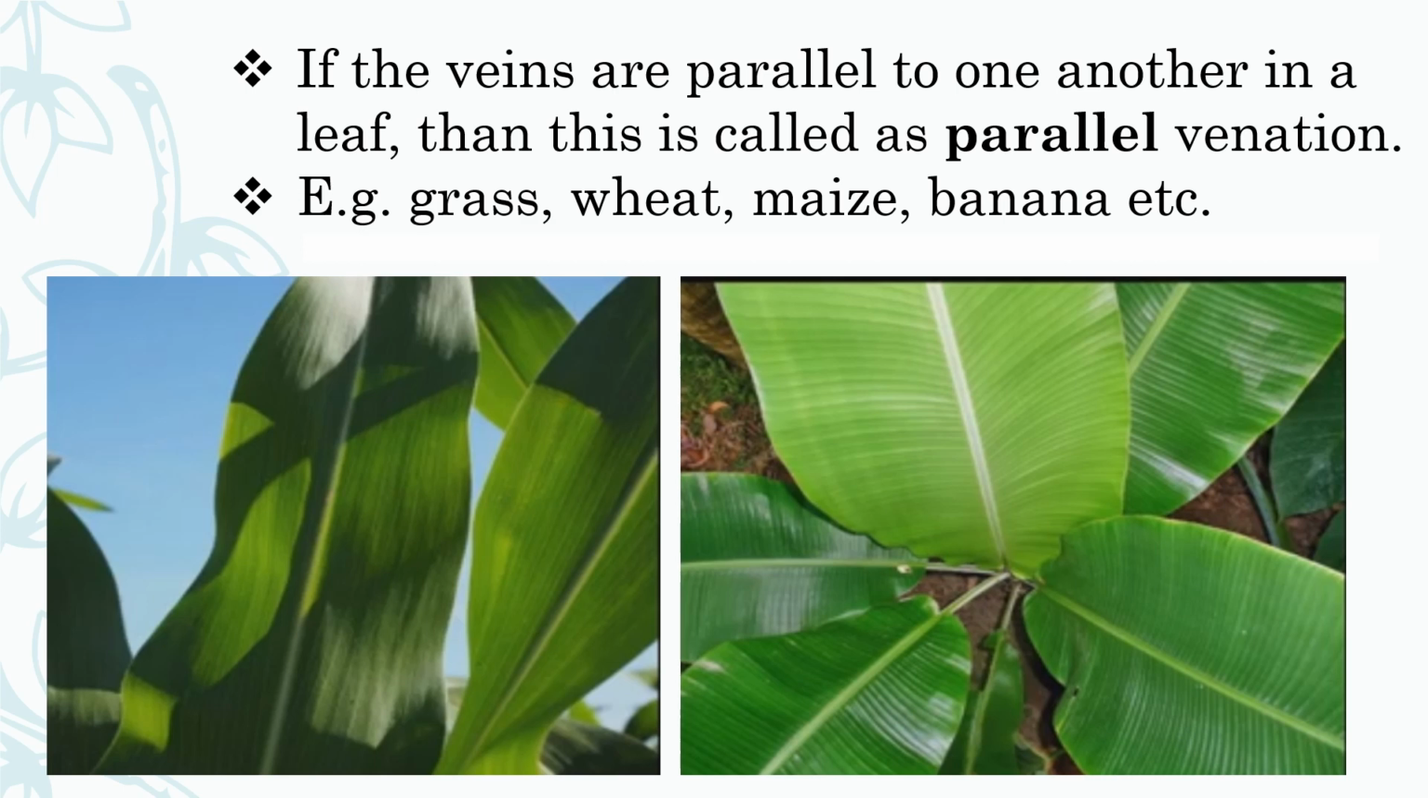If the veins are parallel to one another in a leaf, then this is called parallel venation. The leaves of grass, wheat, maize, banana show parallel venation. That is, the veins are parallel to one another.